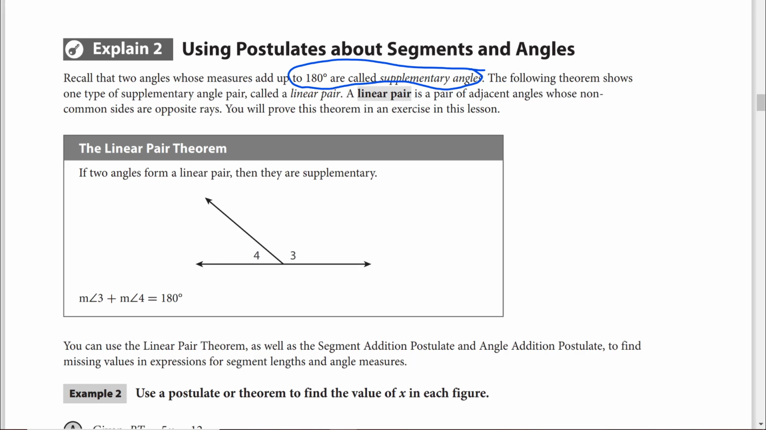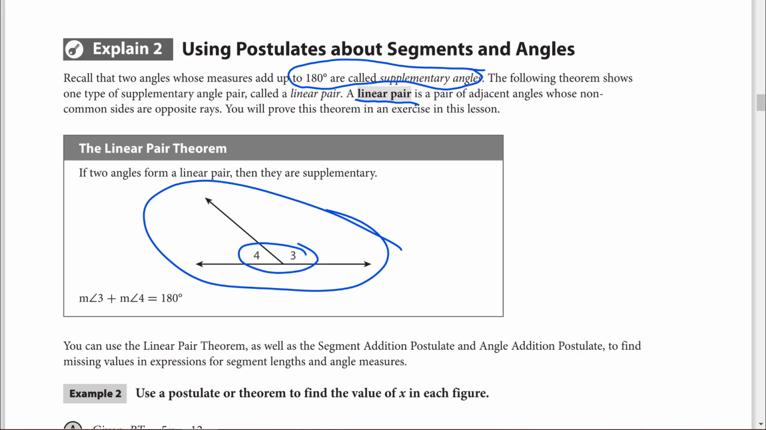Now, if those supplementary angles are actually attached to each other, meaning they share a vertex like you see in this picture, we call them a linear pair. So there is actually a theorem called the linear pair theorem that says if two angles together form a linear pair, then they're supplementary. Right? So if two angles together make a straight line, then they're supplementary.